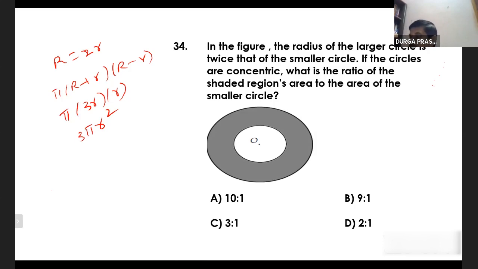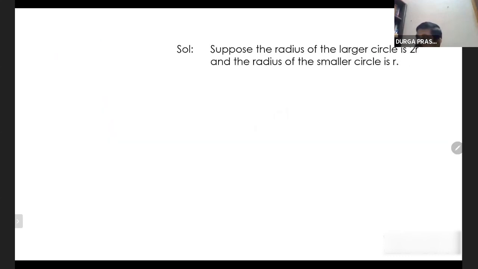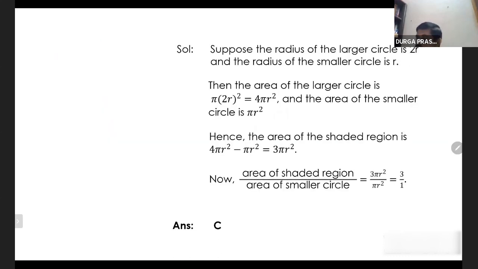So he asked the ratio: what is the ratio of the shaded region area to the area of the smaller circle? It is 3 pi R square is to pi R square, that is 3 is to 1. So we have option C. Okay. Let us go to the next question.